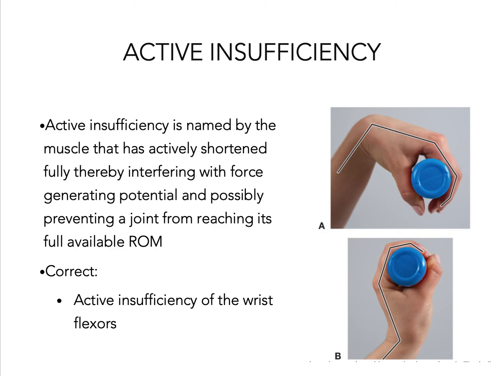Active insufficiency is named by the muscle that has actively shortened fully, thereby interfering with the force generating potential and possibly preventing a joint from reaching its full available range of motion. So the correct answer here is active insufficiency of wrist flexors.